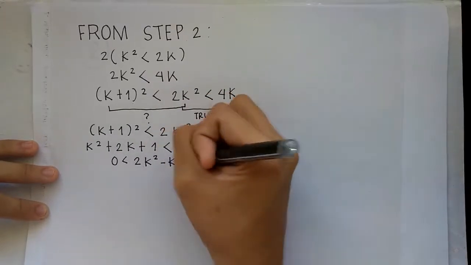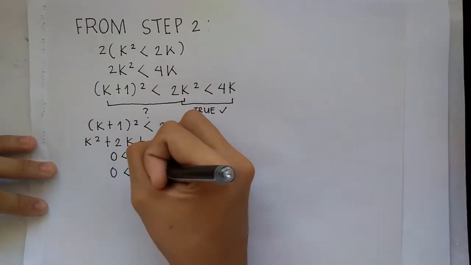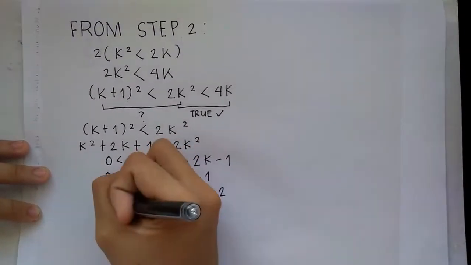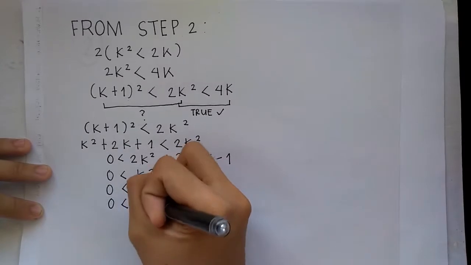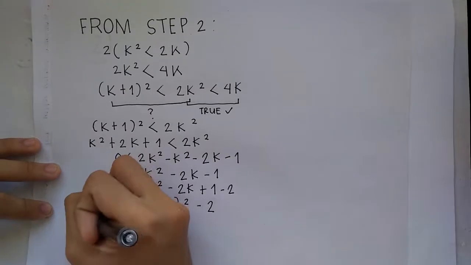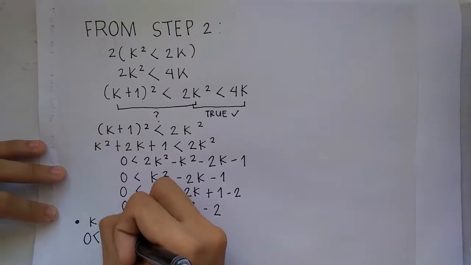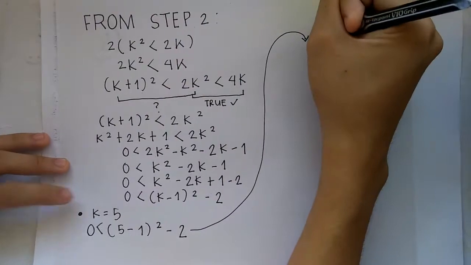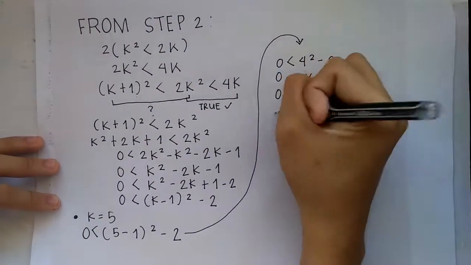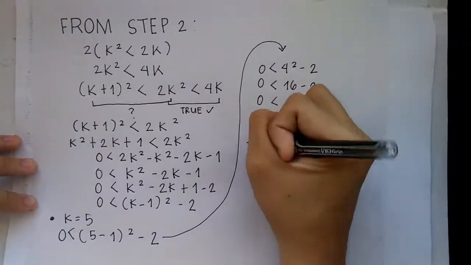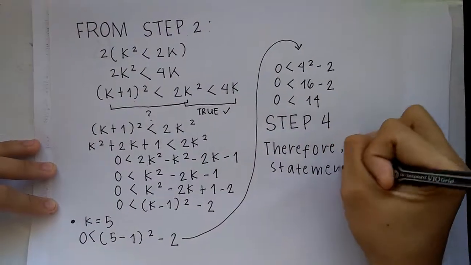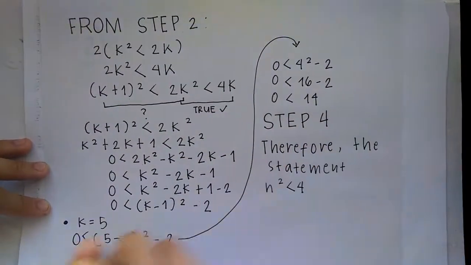Transpose the k squared plus 2k plus 1, then combine like terms. We will transform the negative 1 into 1 minus 2, so that we can use the k squared minus 2k plus 1 as quantity k minus 1 squared, then bring down the negative 2. To prove that k is greater than or equal to 5, we substitute k with 5. The answer will be 0 is less than 14. From there, we can conclude that the statement n squared is less than 2 raised to n for n greater than or equal to 5 is true.